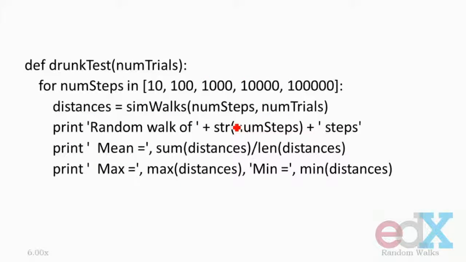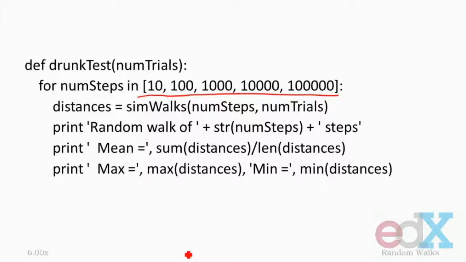We'll do that in drunk test. The number of trials I've just arbitrarily fixed here; I could have made it a parameter, but I've included the number of steps. So we'll take walks ranging from 10 steps to 100,000 steps. For each of those, we'll call simWalks to get a distance, and then we'll print 3 things. How far it was, that is to say how many steps were taken, the mean distance, because remember we're running multiple trials, and the maximum and minimum distances to give us some insight not only into what the average is, but what the variance is.